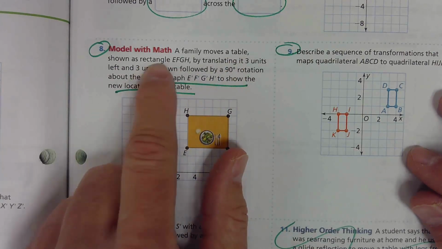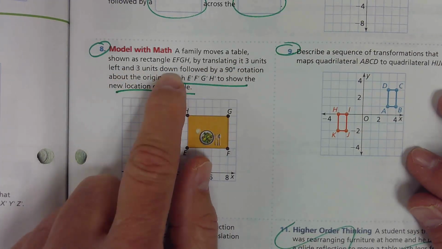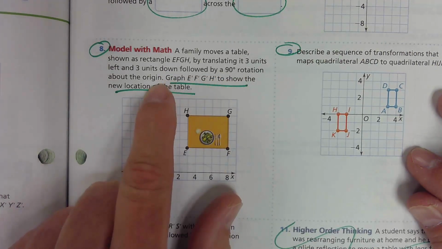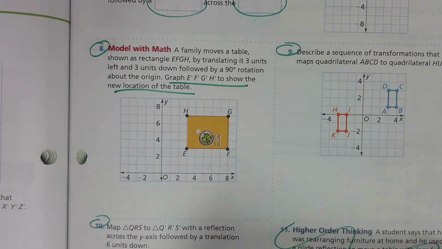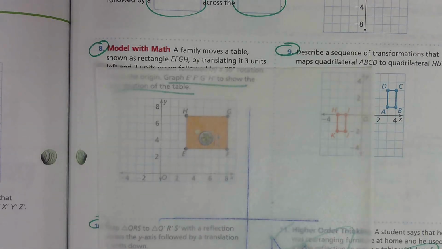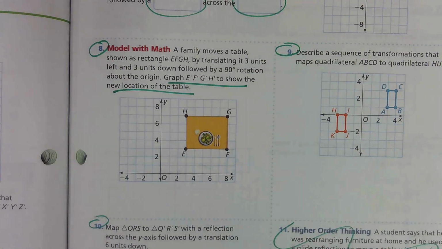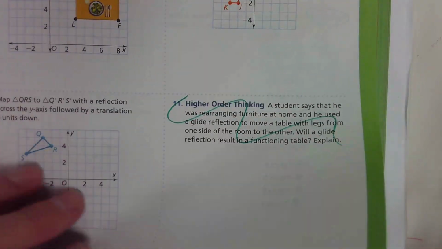The family moves the table shown in the rectangle here. It says a translation of 3 units left and 3 units down, then followed by a 90-degree rotation about the origin. So you may want to grab some graph paper if you want, or maybe not. Maybe you won't need to do that, but it's up to you. And there's a ton of these little pieces of graph paper on top of the Chromebook cart there. 9 and 10, 11 scratch out, not worried about that.